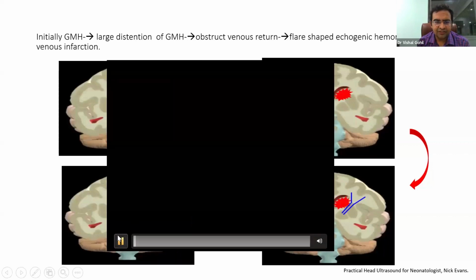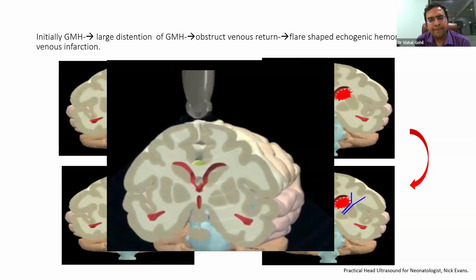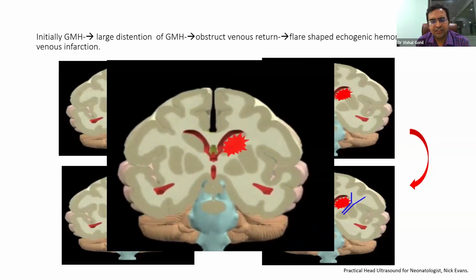You can see in this video, this is your foramen of Monro view. Now there is a grade 1 IVH, germinal matrix one. It obstructs the venous return and ultimately ends up with your grade 4 IVH.